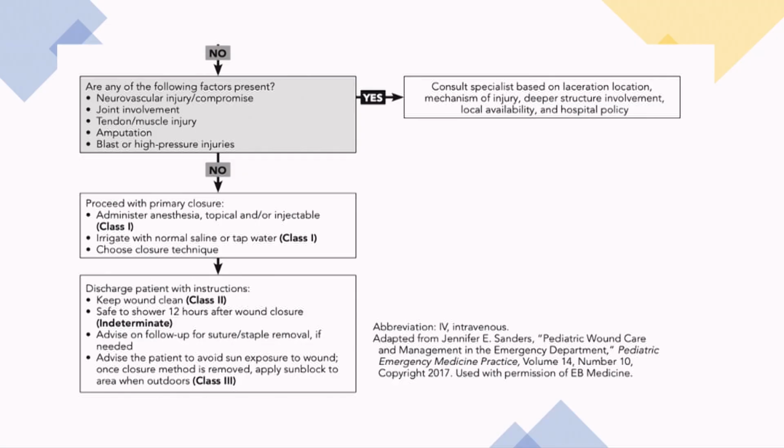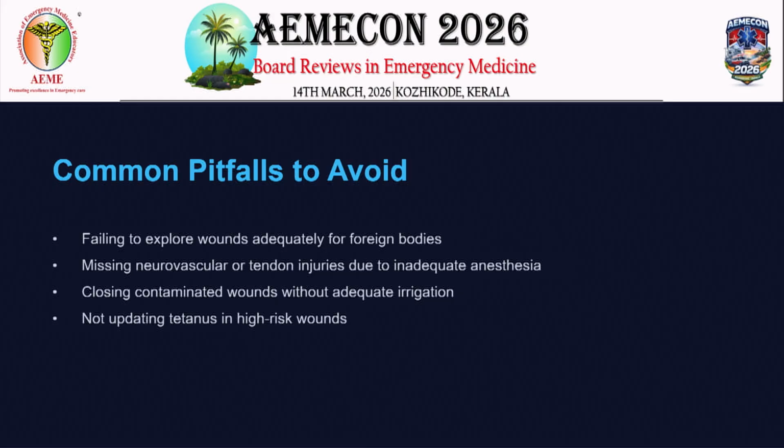If it is not there, you look for the following factors: any neurovascular injury, any joint involvement, any tendon or muscle injury, any amputation, or whether it is related to a blast or high pressure injury. If it is there, you give the primary management and involve the concerned department. If not, you can proceed with primary closure in the emergency department and give them proper advice and counseling, which I already discussed, and tell them the red flag signs for which they should revisit the ED. Okay?